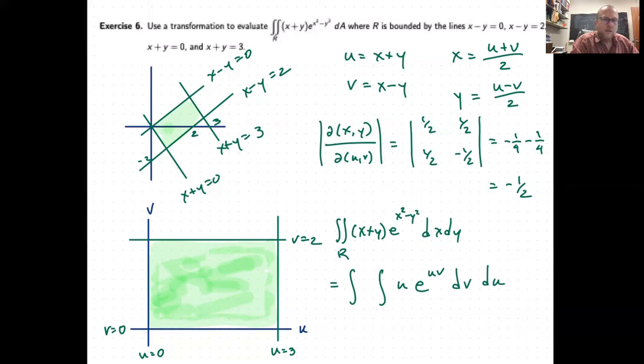The reason I want to go dv and then du is that if I do it du dv, I have to do integration by parts. If I do it dv du, then I just have to do a u substitution, okay? But in any case, the u values, where do those go between? 0 and 3. And the v values go between 0 and 2. Nice rectangles and stuff, right?